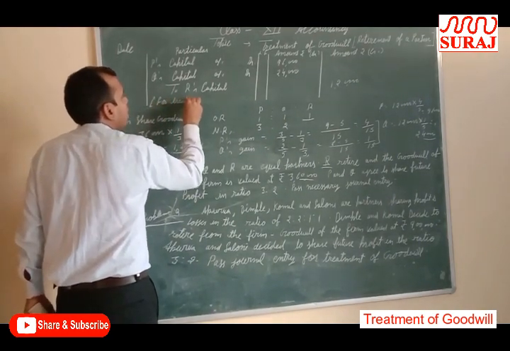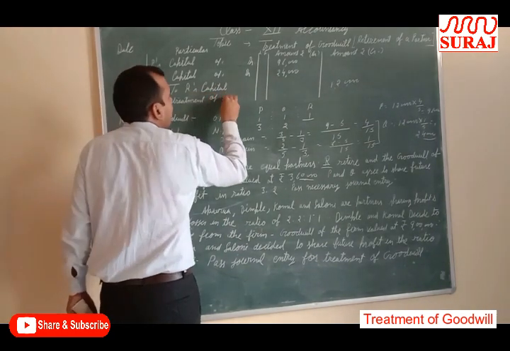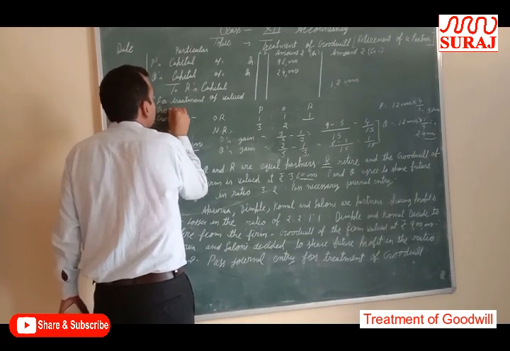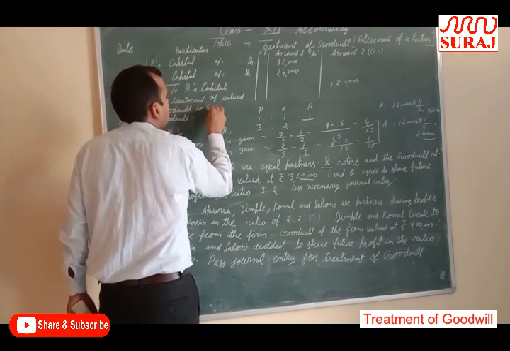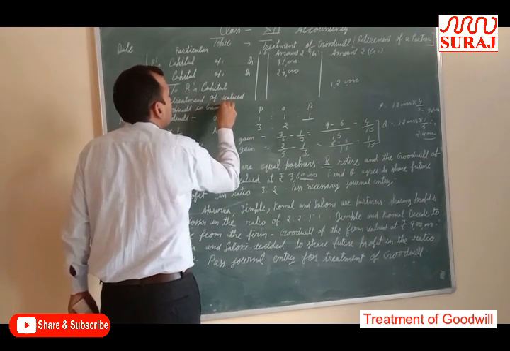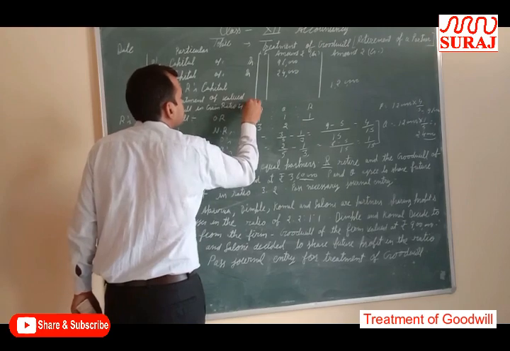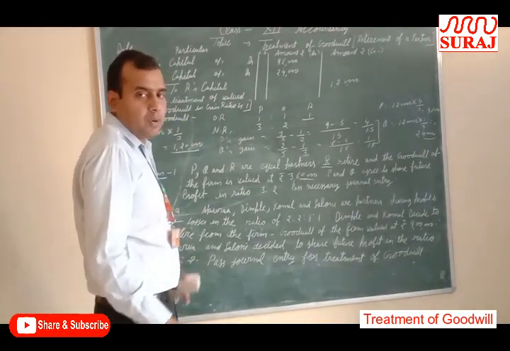Treatment of valued goodwill in gain ratio 4:1. It is our first accounting problem.